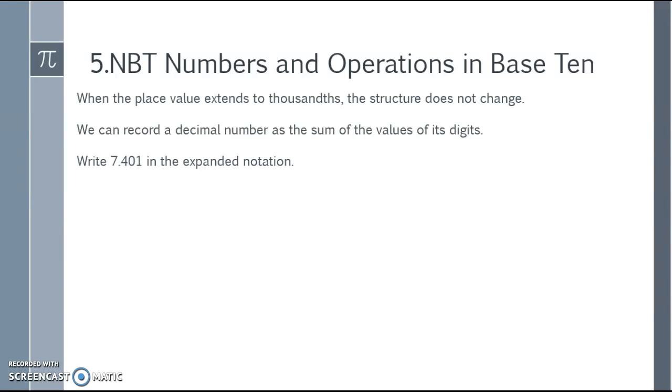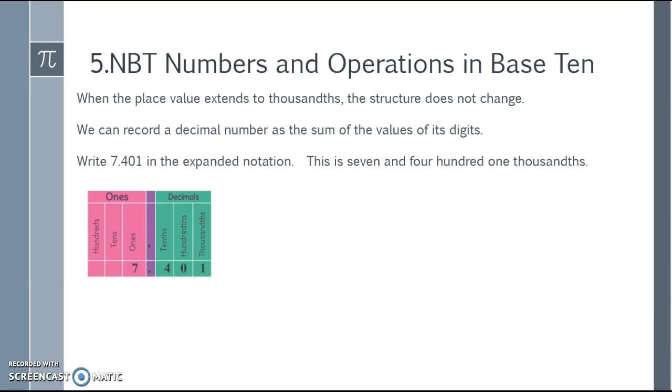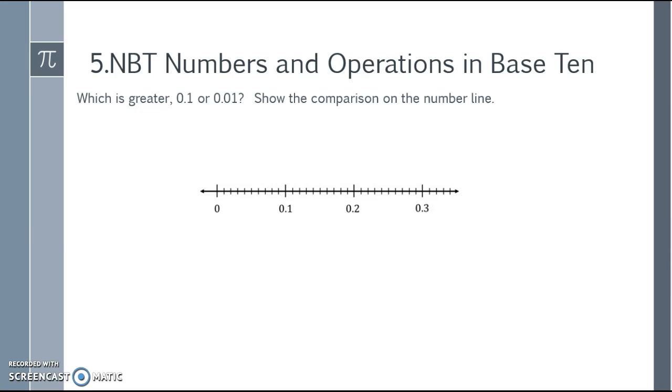Let's continue with 7 and 401 thousandths written in expanded notation. So this is 7 and 401 thousandths. When I look at it in the place value chart, I see I have 7 ones, 4 tenths, 0 hundredths, and 1 thousandth. So 7 times 1 plus 4 copies of 1 tenth plus 1 copy of 1 thousandth. Notice I don't have any hundredths, so I can leave that portion blank.